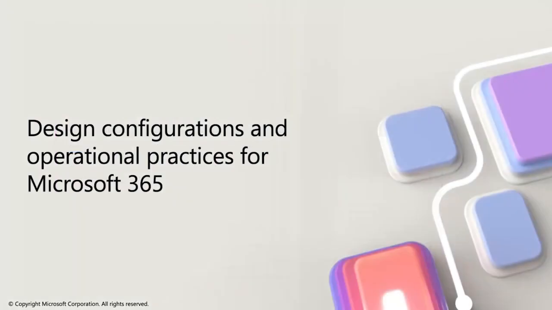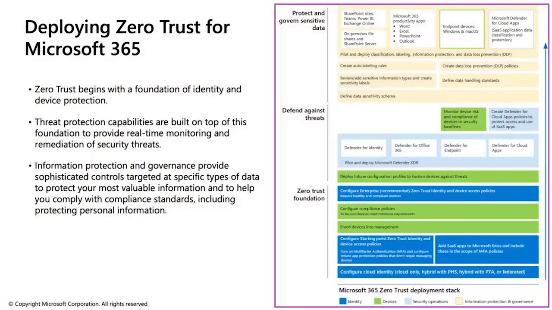So moving towards more topics here, we have design configurations and operational practices for Microsoft 365. What we have in this? Let's understand. When we talk about deploying Zero Trust for Microsoft 365, there are three main stages or categories, starting with Zero Trust Foundation, then defend against threats, and protect and govern sensitive data.